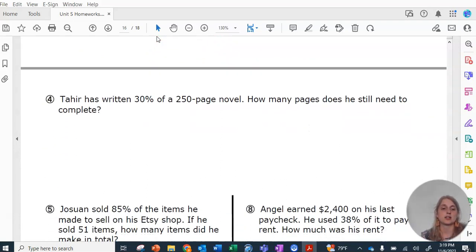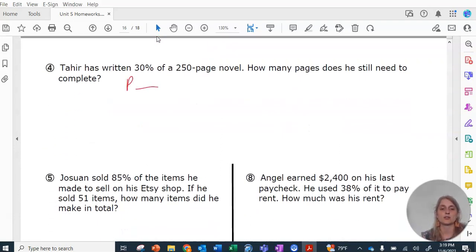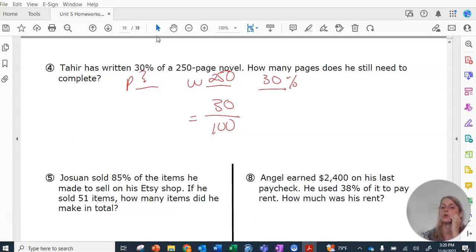Number 4, Tahir has written 30%. Okay, part, whole, percent, that's 30%. That's going to be 30 out of 100 of a 250-page novel. So the whole book is 250 pages. He's not written the whole book. He has written a part of it, and we need to figure out how many pages that is. Okay, we're going to solve this, and then we're going to see that that's not actually the answer. But we need it to find the real answer.